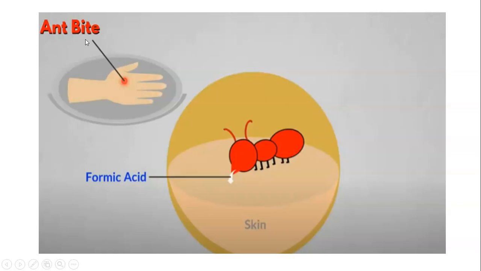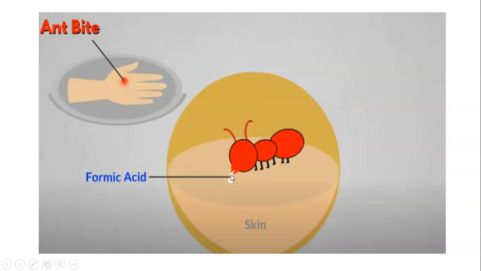Next we have ant bite. What is an ant bite? We also call it an insect sting. When an ant bites your hand or any part of your body, it stings us, it is very painful, and you feel a lot of irritation on that part. Why is that? Because the ant secretes, it produces formic acid.